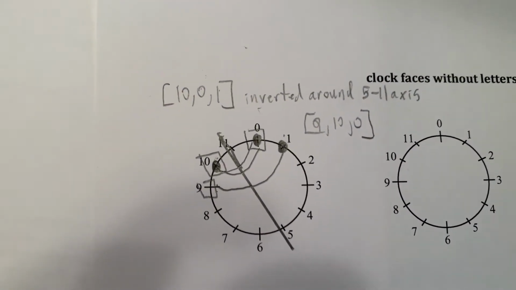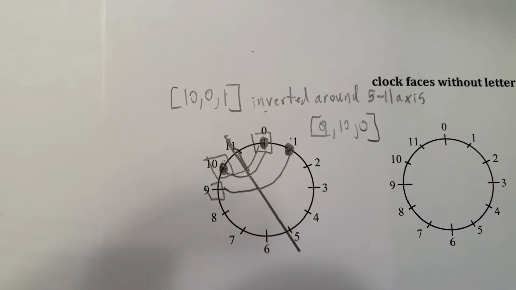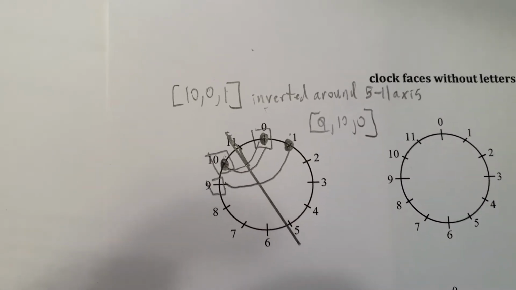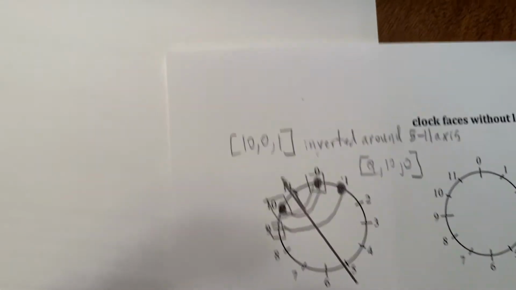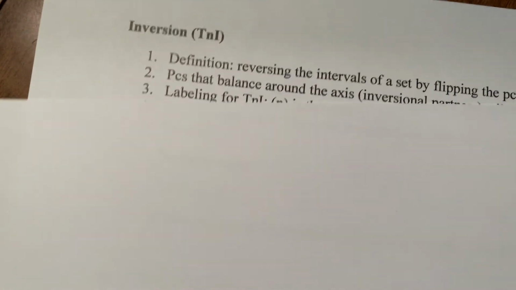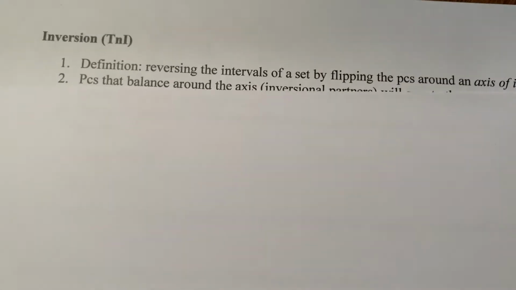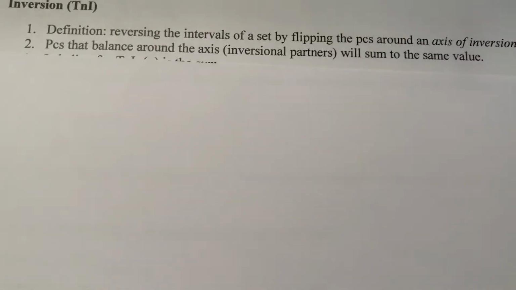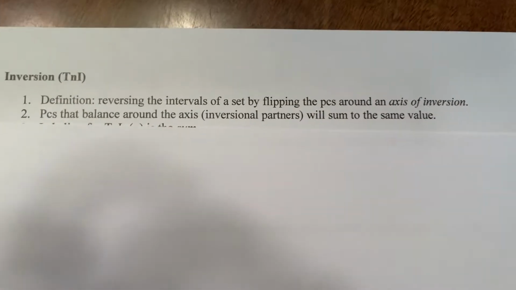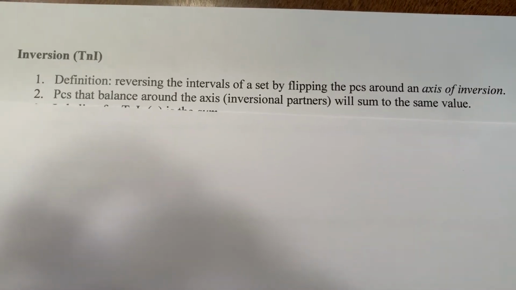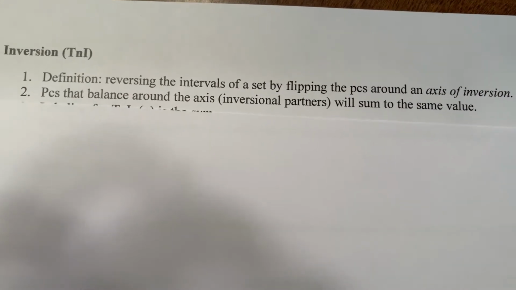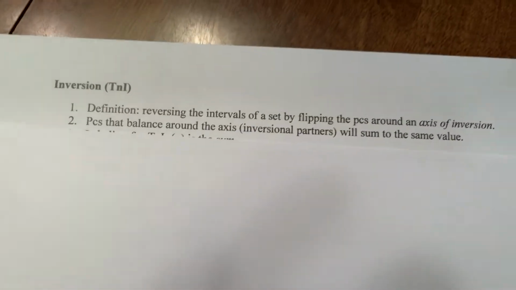Now, the question is, how are we going to label all of this? This is way different than transposition, when the label was so obvious that we were just going to say how far you moved all the pitches. So now we're going to get into how we're going to do this. It just so happens that pitch classes that balance around the axis, that is the inversional partners, like over there, the 10 and the 0 and the 1 and the 9, happen to sum to the same value. In fact, let me show that again to you.